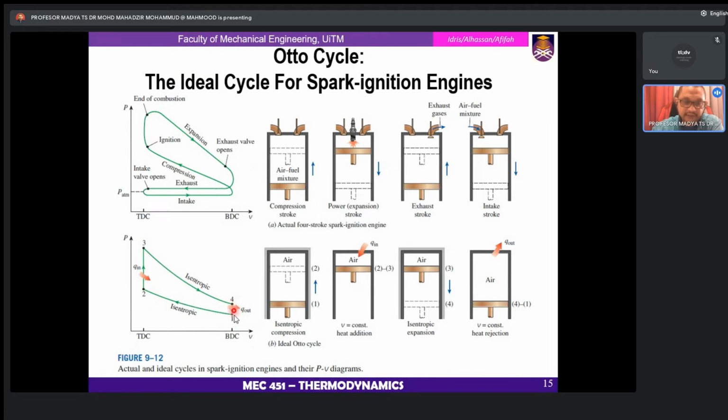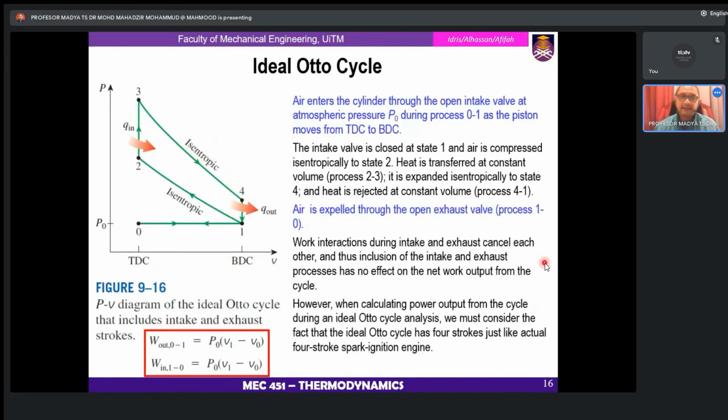And what happens at this process? All the material that has been burnt in the combustion chamber is pushed out. So process number 4 is called heat rejection. Air enters the cylinder through the open intake valve at atmospheric pressure P0 during process 0 to 1, as the piston moves from TDC to BDC.